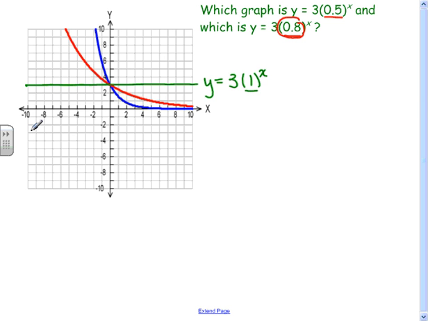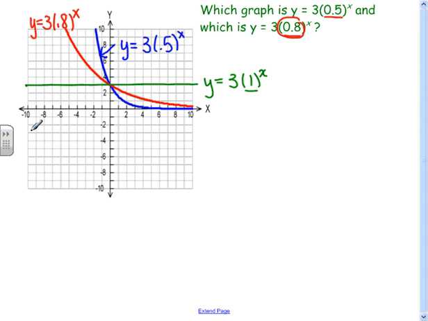The red graph is flatter. It's closer to the line y equals 3. Its b value is closer to 1 than the other graph is. So that leaves this blue graph as y equals 3 times 0.5 to the x. So that's one way of working out the problem.